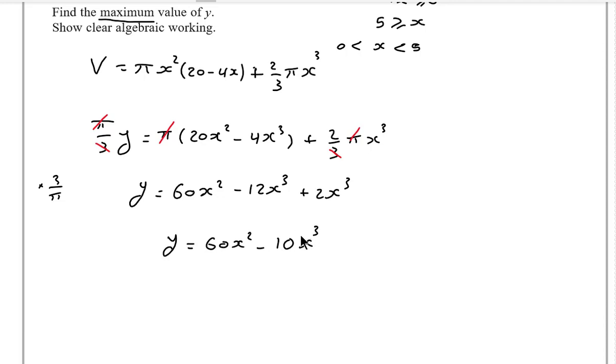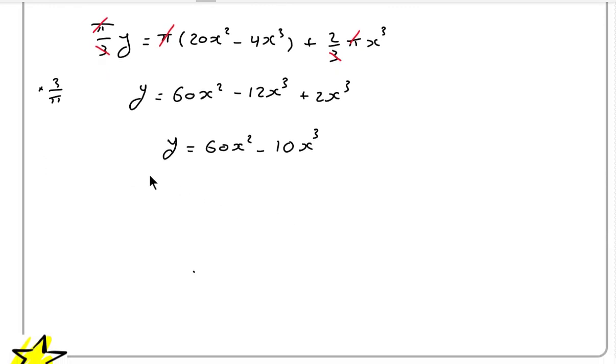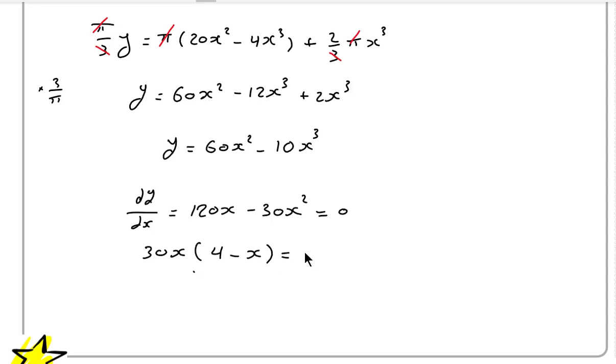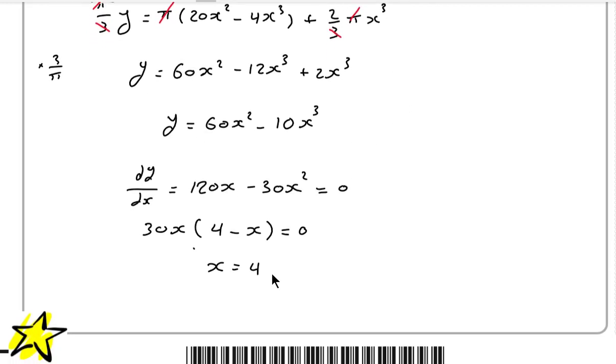To get the maximum of y, we can find dy by dx quickly. It will be 120x minus 30x squared, and equate this with 0. Take 30x as a common factor. Then we have 4 minus x equal to 0, which means either x equals 0, which is rejected, or x equals 4. 4 lies between 0 and 5, our condition here. Very good. So x equals 4 centimeters.